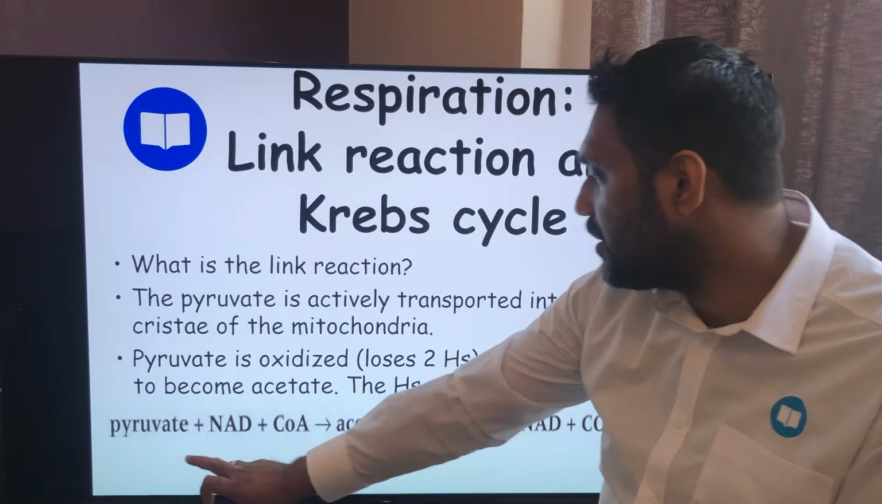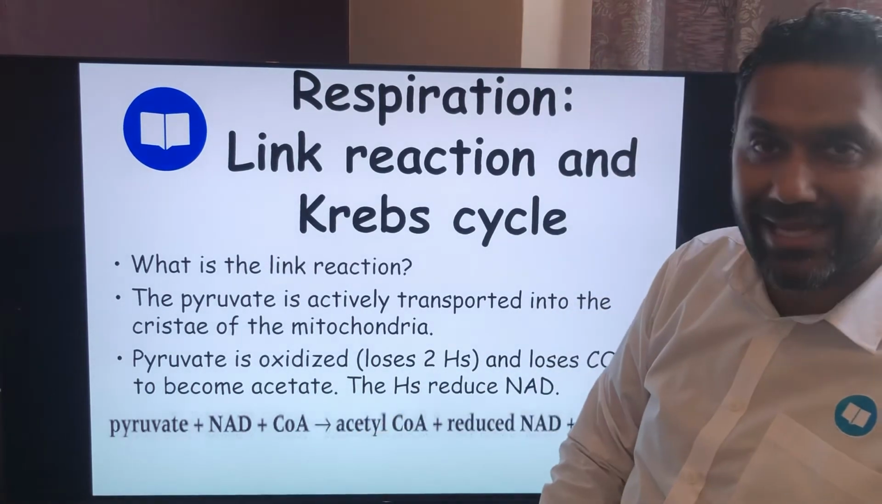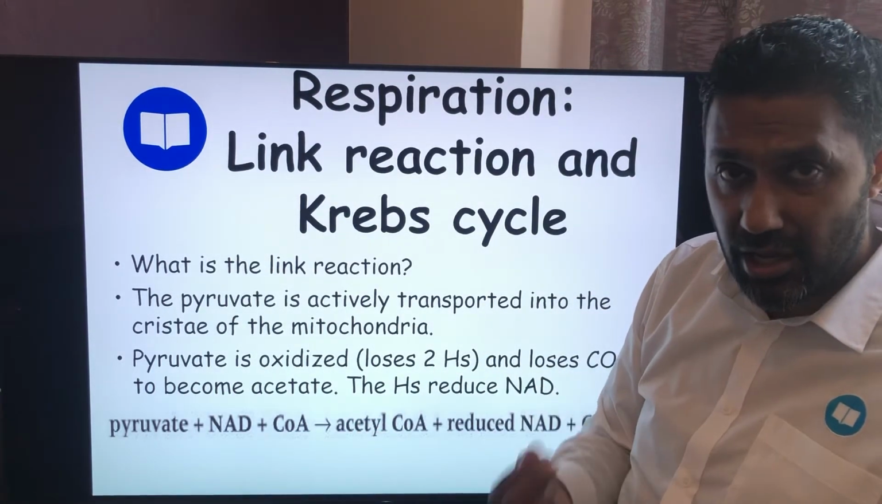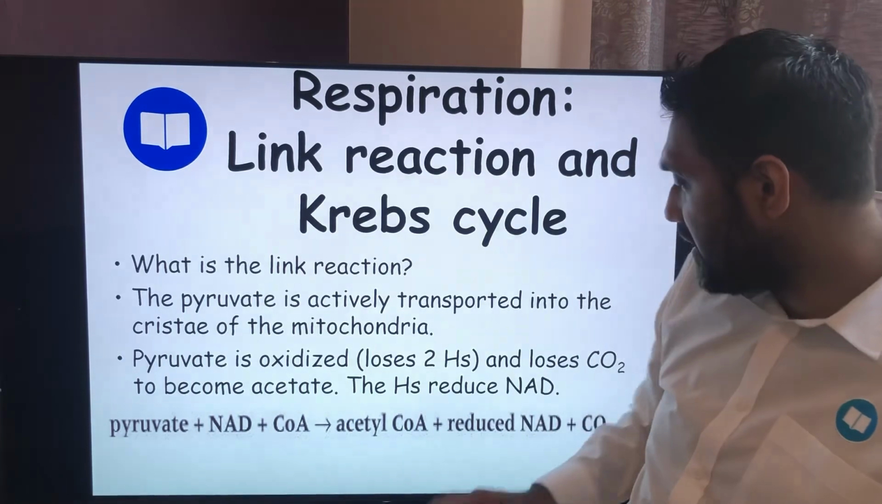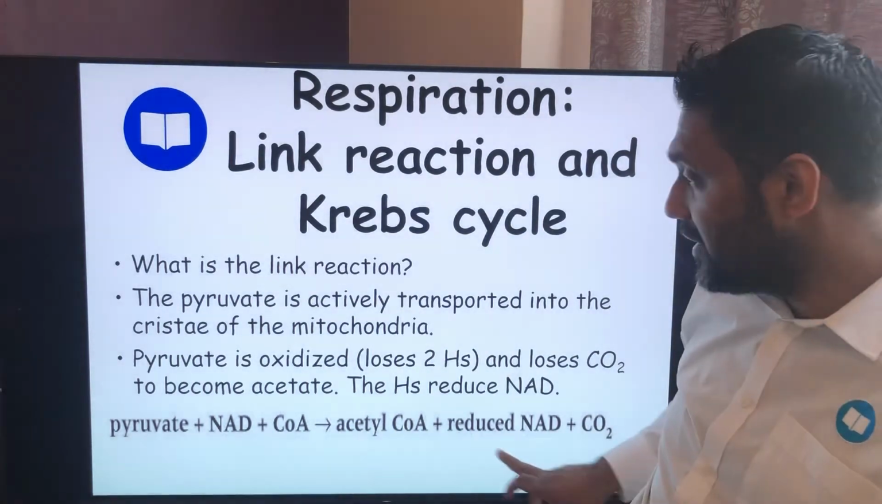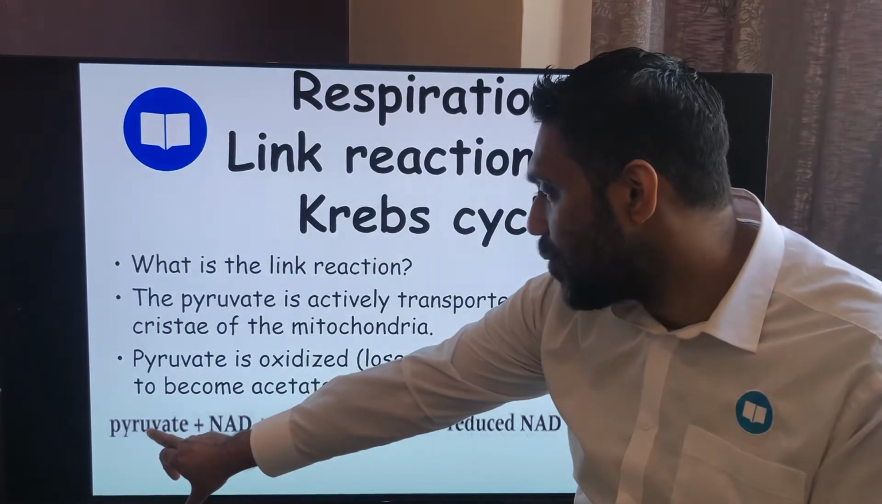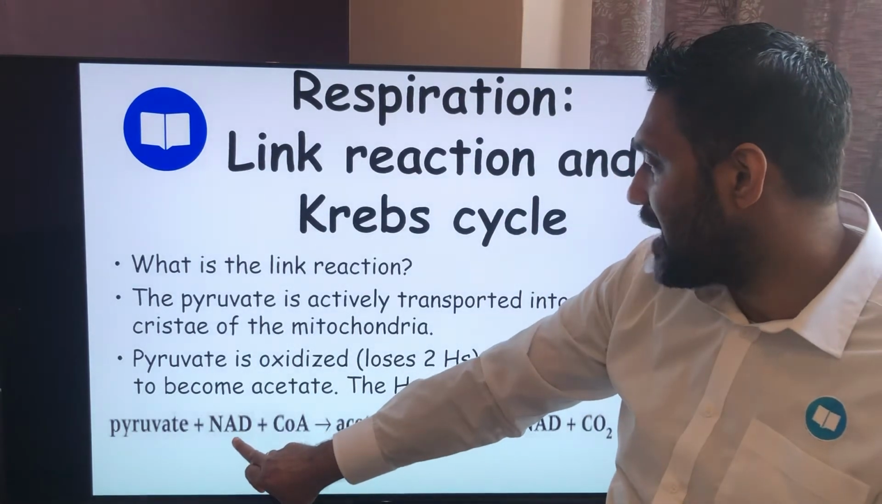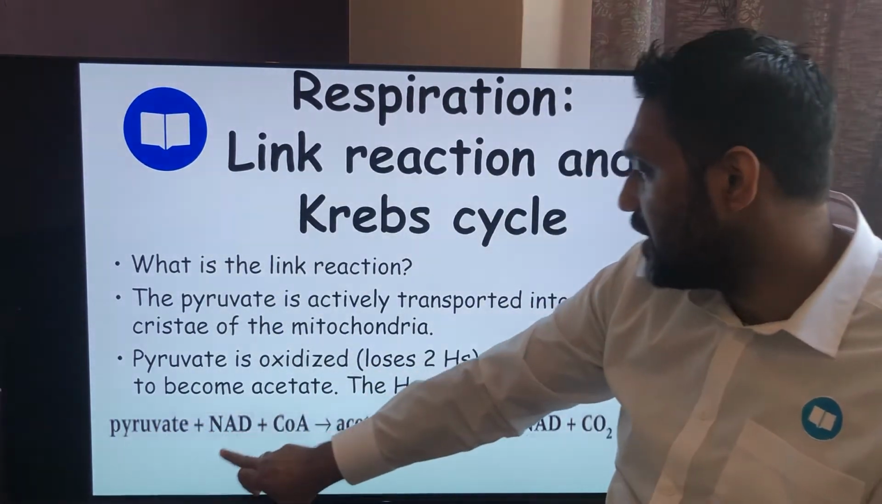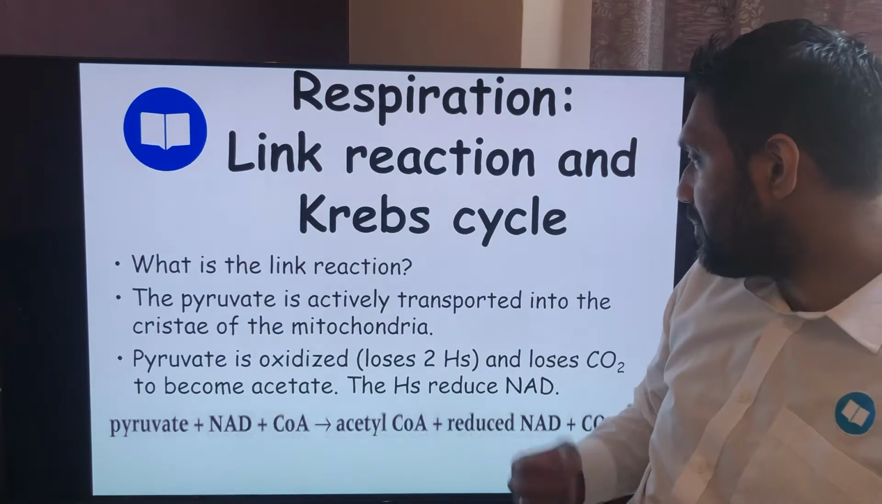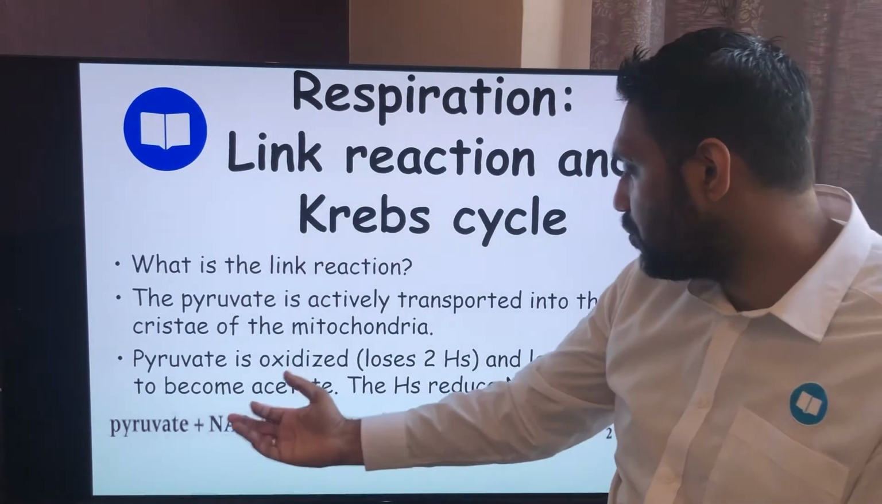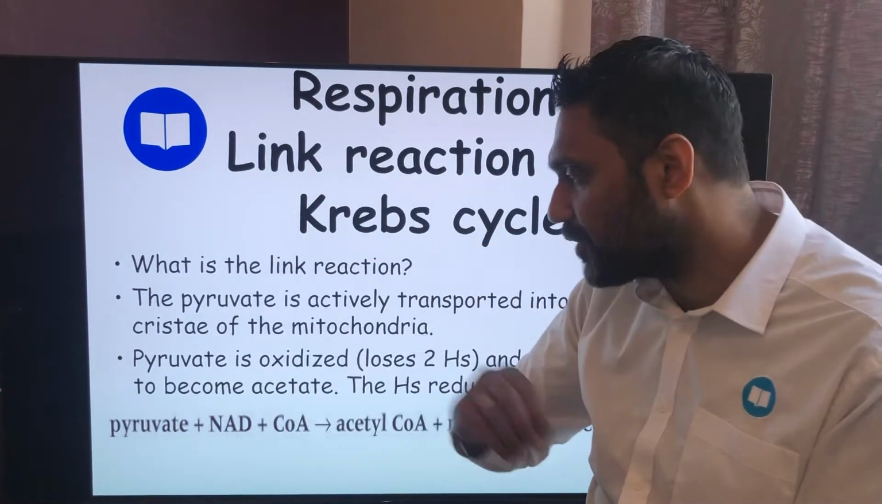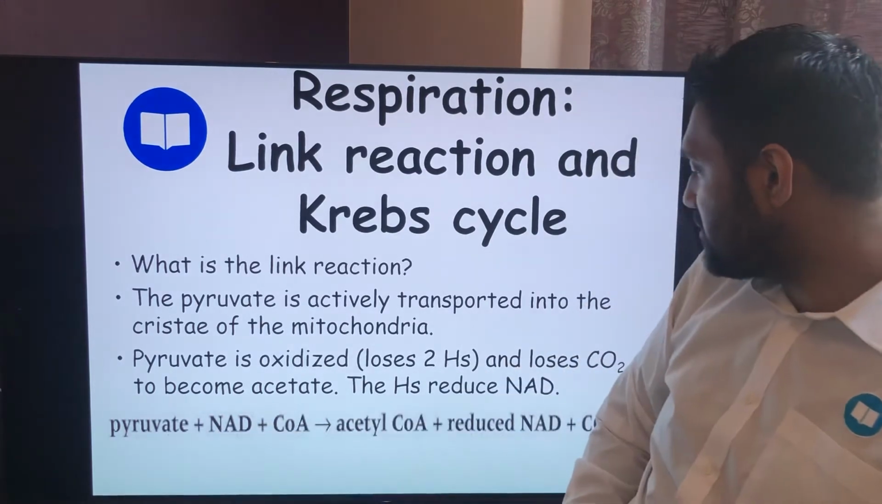Well, it's going to join onto this NAD. So the NAD becomes reduced, and that's why it becomes reduced NAD, because the hydrogen has jumped from that one onto that one. It loses 2 hydrogens and they jump onto the NAD, because the pyruvate is being oxidized. Whenever something's being oxidized, something else is being reduced. The NAD here is being reduced.